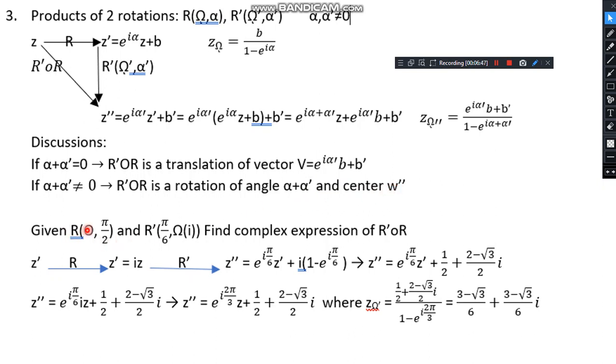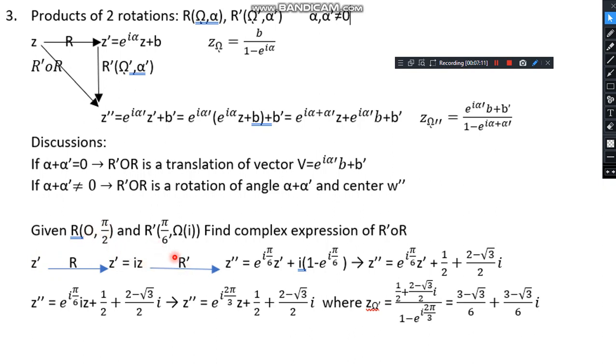Let us take an example. Suppose you have a rotation r of center 0 and angle pi over 2, and r prime of center I and angle pi over 6. Find the complex expression of r prime rho r. So I start by r. So Z will give me Z prime, here under r, IZ, because the center is 0, so plus 0.